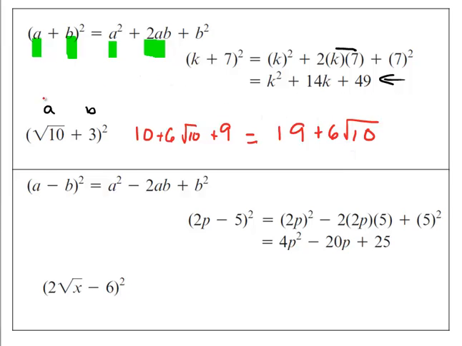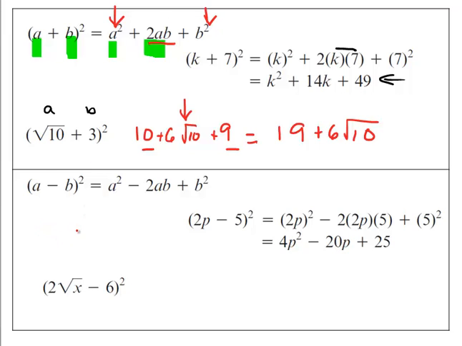So again, it's the same pattern you've been using, where you square the first term, square the second term, and the middle term is 2 times their product. So here we squared the first term, we squared the last term, and the middle term was 2 times their product.